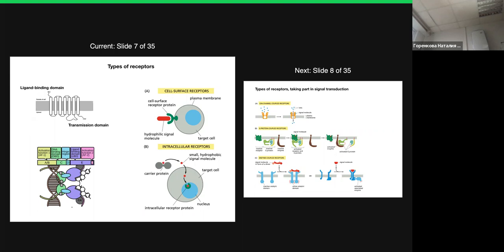Steroidal molecules, usually with some carrier proteins, come inside the cell and bind the receptors. So here is the intranuclear receptor, but it's not necessarily the case. Most of them are in the cytoplasm, and only a small number of steroid hormone receptors are in the nucleus, like for estradiol, as I remember. For testosterone and cortisol, it's the cytoplasm.